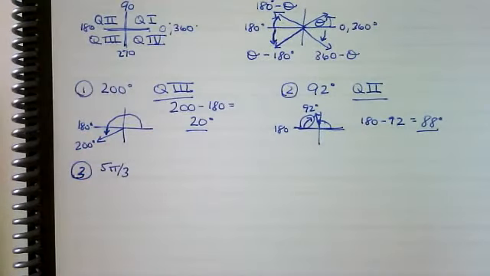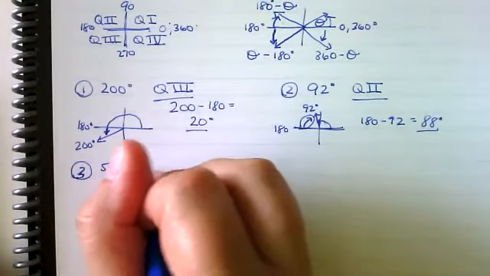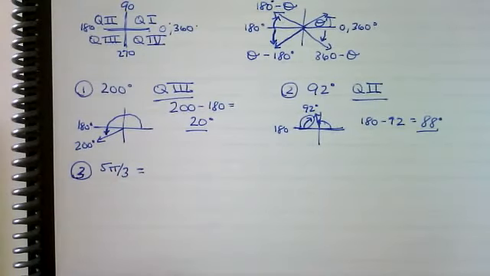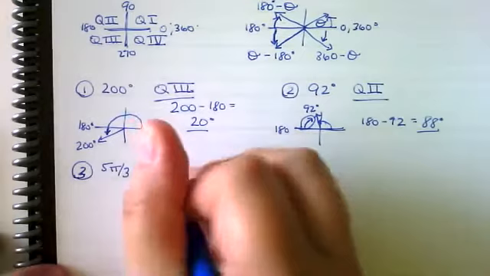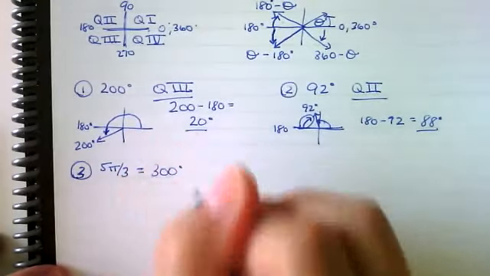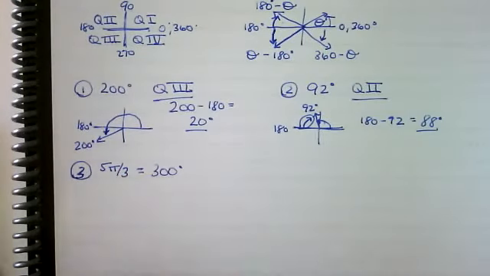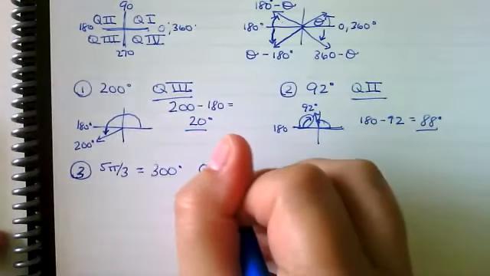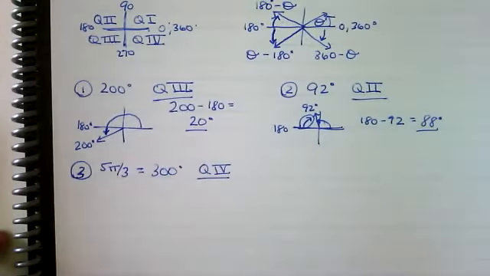Okay, for 5 pi over 3, the first thing you want to do, I don't know where that is, so I'm going to convert it into degrees instead. So we're multiplying by 180 over pi. So 5 times 180 divided by 3, I get 300 degrees. So that means I'm in quadrant 4. So quadrant 4, that's my first answer.